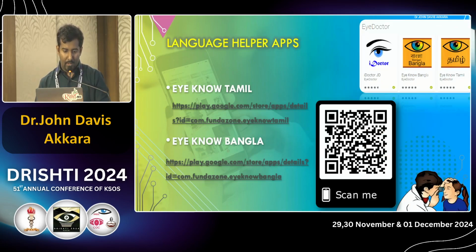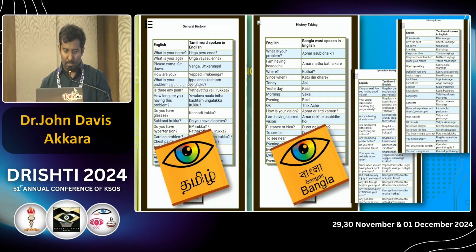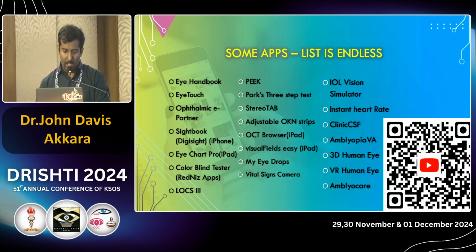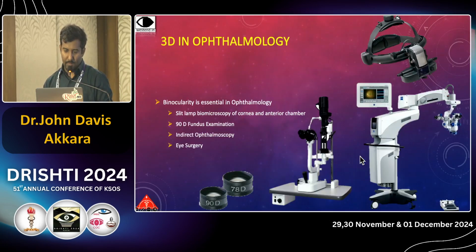Language helper apps I already covered. These are useful for talking to patients when that is not your mother tongue. There are several apps for low vision patients that is there in this particular video as well as this particular Kerala Journal of Ophthalmology article. And so there are so many apps available. Maybe you can take a picture of this also. So Eye Handbook is probably what you will be using for most of the thing. iChart Pro if you want to have a remote control vision testing. Peak if you want to just do vision testing in an easy way. All the others are special use cases.